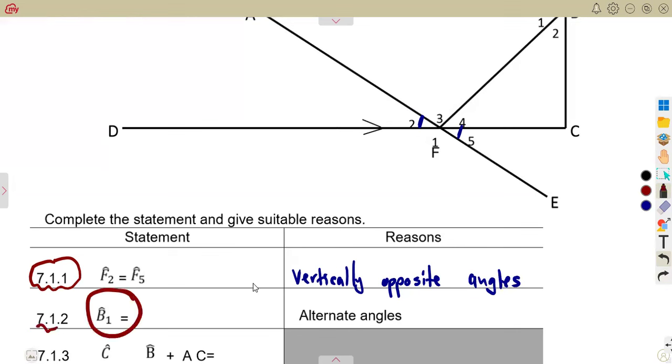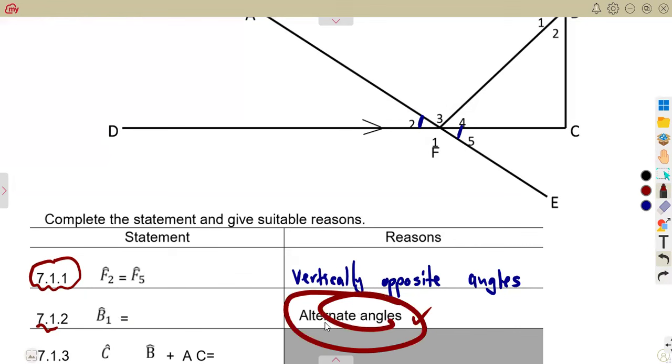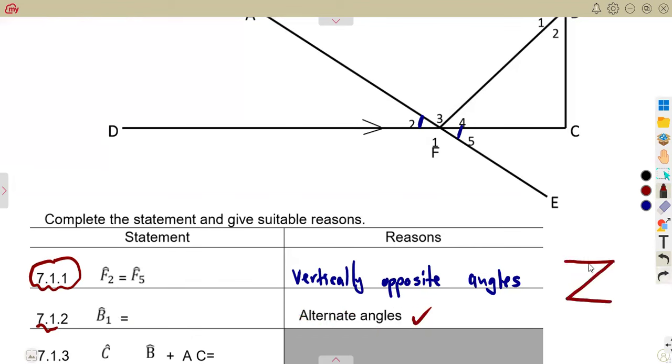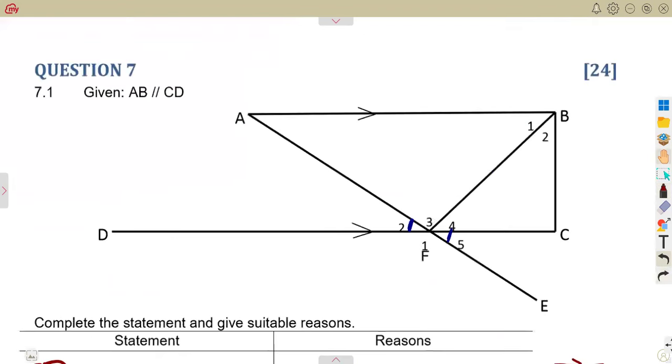All right, let's move on to 7.1.2. Angle B1 is equal to which angle? We are given that they are alternate angles. So you know that you are given the reason already, that they are alternate, so you answer from the reason. What do you refer to as alternate angles? The ones which give us a Z like this, or which give us an N like this. That is alternate angles.